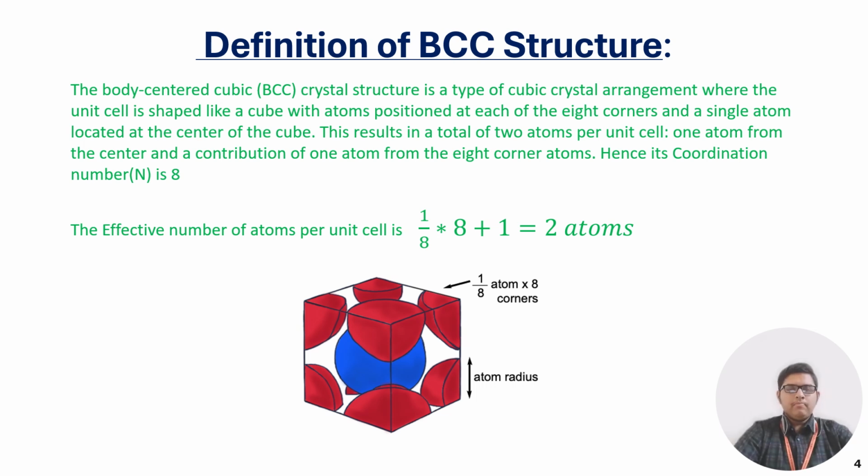So in a BCC structure, one atom is at the center of the crystal and it is surrounded by 8 corner atoms. This results in the formation of 2 atoms per unit cell. The unit cell is in the shape of a cube, whereas the atom is in the shape of a sphere, as we know. The effective number of atoms per unit cell is 1/8 × 8 + 1, which is 2 atoms. So we have discussed that in one unit cell there are 2 atoms.